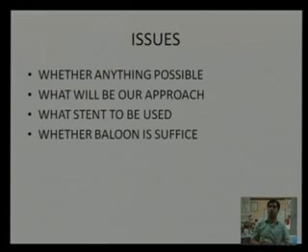So the issues after this: we initially thought to go straightforward with the coarctation, but after doing this angio, we thought there are a number of issues to be sorted out. First, whether anything is to be done at present or not. Second, what will be our approach, because there is constriction at multiple levels. What if a stent is to be used, what stent to be used, or is the balloon sufficient for the coarctation?